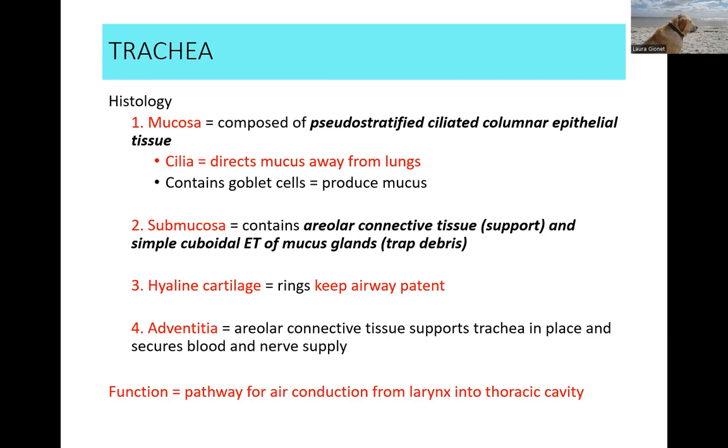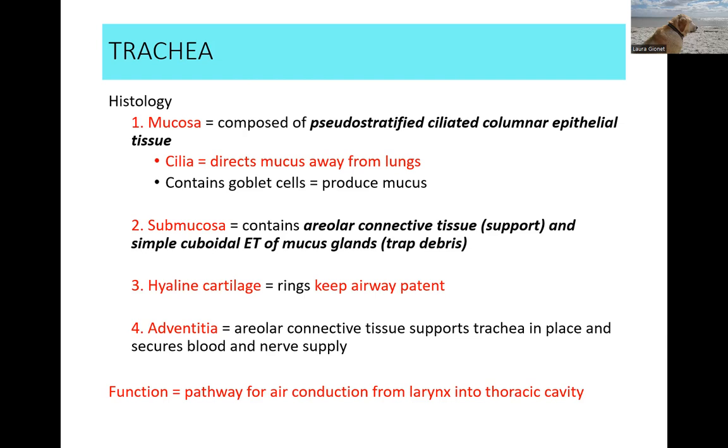All right, so the trachea is composed of these layers, quote unquote: the mucosa, submucosa, hyaline cartilage, and adventitia. The trachea functions as a pathway for air conduction from the larynx into the thoracic cavity, not into the lungs, right, into the cavity.